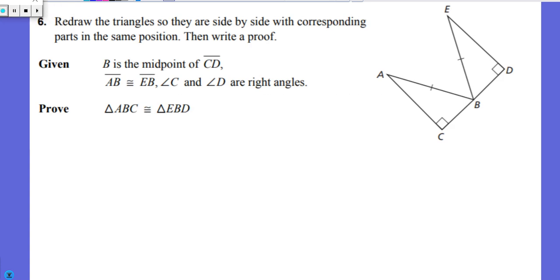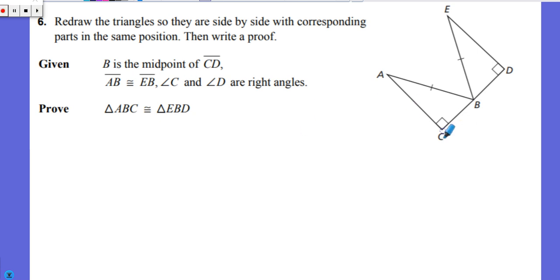All right, so this is number 6 of your big idea student journal. I didn't make this problem up. This is their problem. Okay, it says redraw the triangles so that they are side by side with corresponding parts in the same position. Then write a proof. Now, I'm not going to do all of what it says, but I am going to go ahead and break up these 2 triangles to help us get where we got to go. So I'm going to use what they already have to help me mark up the given, and then I'll break it into 2. So it says BD is the midpoint of CD.